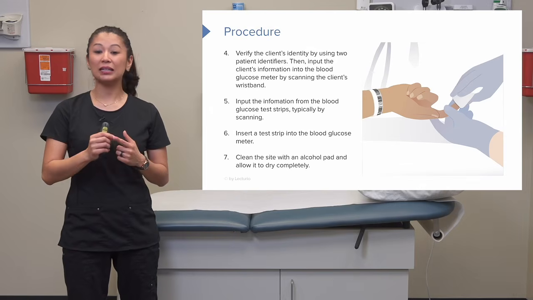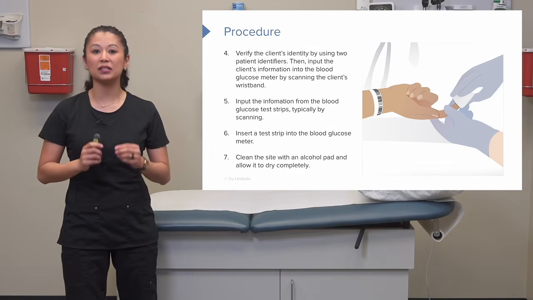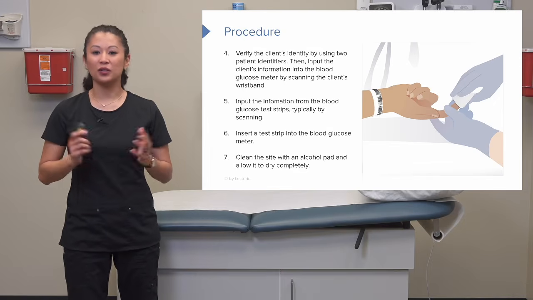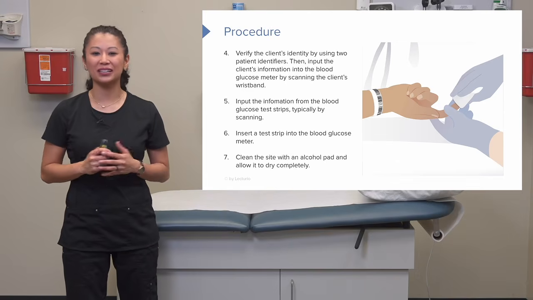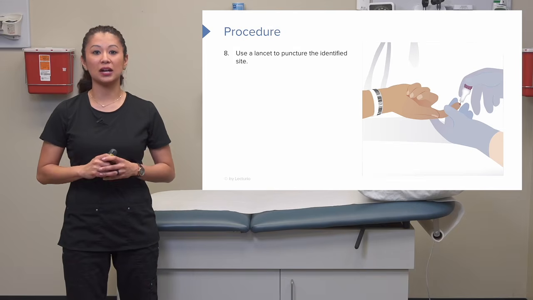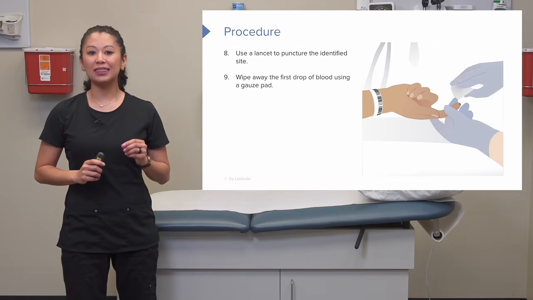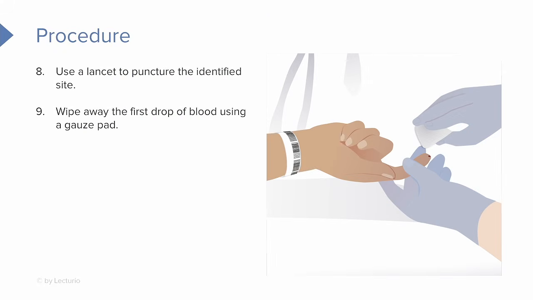Then we can clean the site or the patient's finger with the alcohol pad and allow it to completely air dry. Do your best not to try to wave or blow on it here. Just allow it to completely air dry. Then we can use our lancet to puncture the identified site. Now here's the thing that many times students forget to do. Make sure you wipe away that first drop of blood using the gauze pad or cotton ball. This could be a contaminated sample and not the one we want to use for the test.